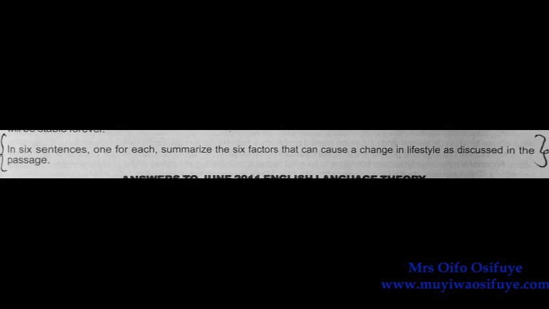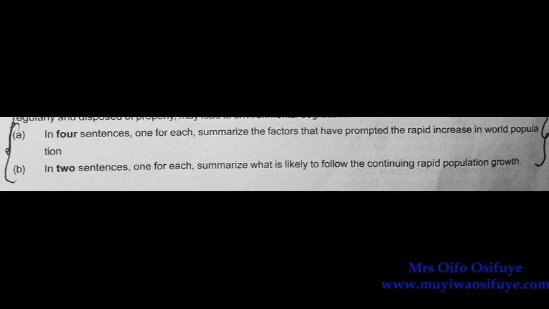Here they say in 6 sentences. In others, they will give other examples. Another example is in 4 sentences, 1 for each. Summarize the factors that have prompted the rapid increase in world population. That's example 2A. And then example 2B. In 2 sentences, 1 for each. Summarize what is likely to follow the continuing rapid population growth.